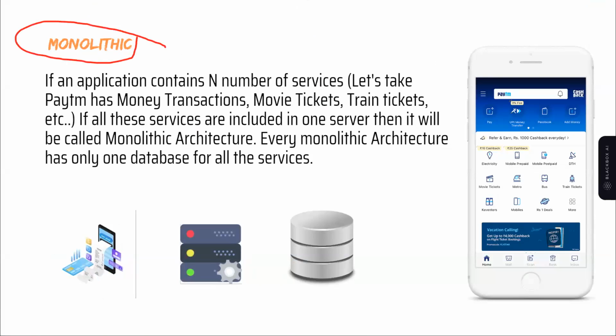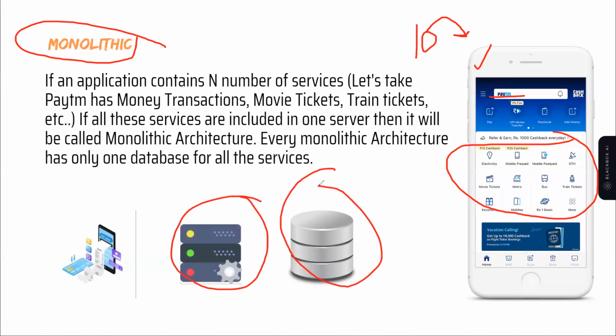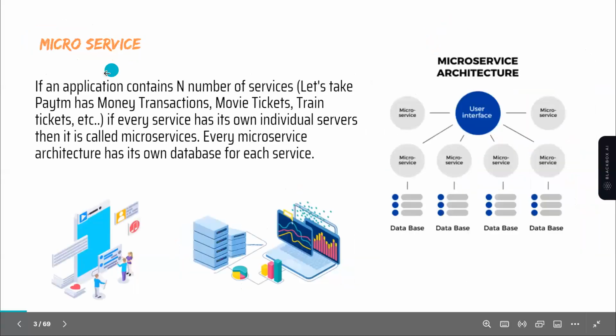Monolithic means, if it is an application, are you seeing the Paytm application here? How many services do we have? A lot of services, right? If I have 10 services in one application, and I deploy this application on a single server, and this single application has a single database, single application, single server, single database, that is what I can call monolithic. The second one is going to be microservices.